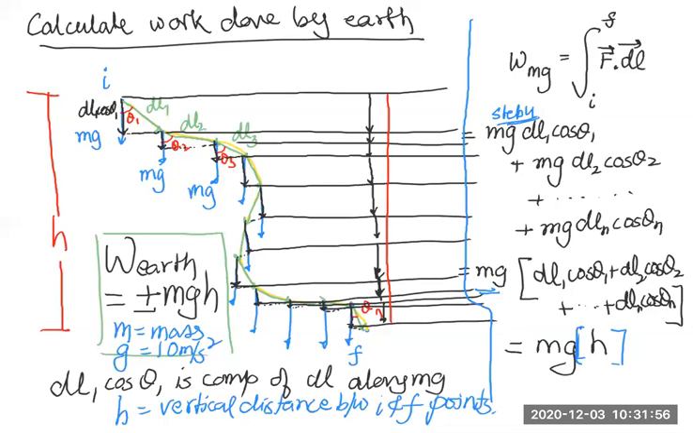This is very weird, because the path does not matter. If I had come from the same initial to the same final point by some other path, then in that path too it would be dl1 cos theta 1 plus dl2 cos theta 2. You can draw a couple of paths and cross-check what I'm saying. You will find that dl cos theta 1 plus dl cos theta 2 and so on is again equal to h.